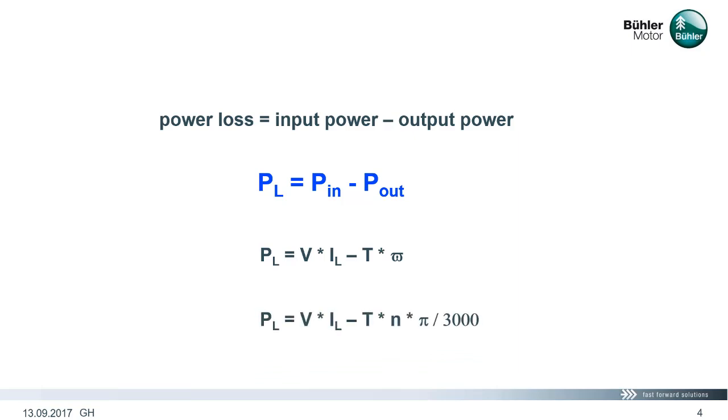In order to use the known speed values in RPM, the formula looks like this. The factor pi divided by 3000 is necessary if we insert the speed n in rounds per minute and the torque T in Newton centimeter. PL will then have the unit watt.